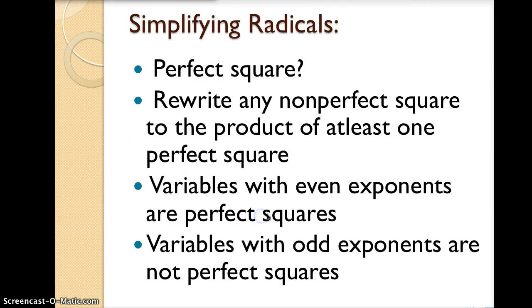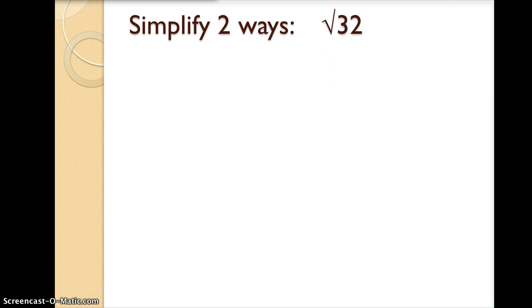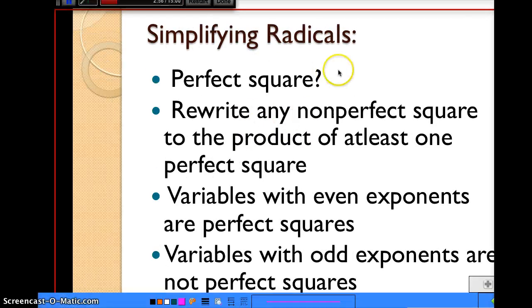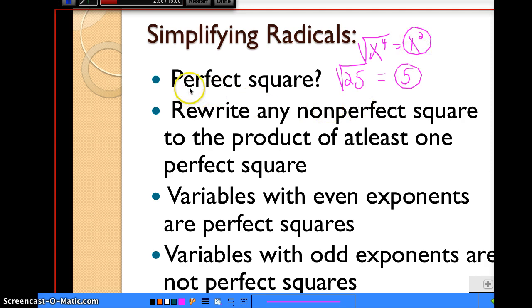Which I think we're going to talk about here. In here, simplifying radicals. First ask yourself, is it a perfect square? If it is a perfect square, like the square root of 25, then you're done. It's 5. Or the square root of x to the 4th. Anything that has an even exponent is a perfect square. That would be x squared. So if it's a perfect square, then the job's done. It's quick and it's easy.